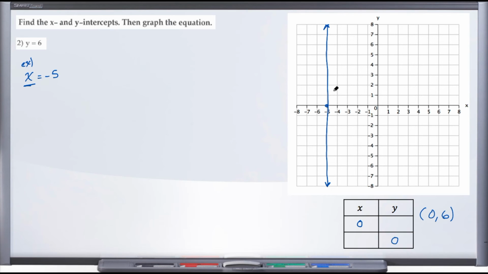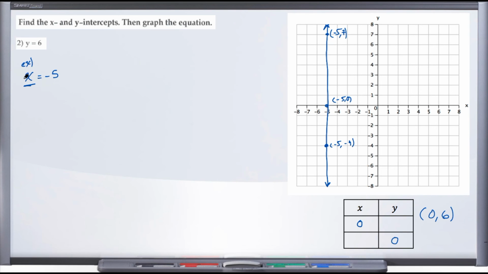Again, every single point on this line, and there are infinitely many points on this line, is going to share the same x value. Right here at the x-intercept, our coordinate is (-5, 0). But I could go up 7 units, and it's still -5. The only thing that's changed is the y-coordinate, 7. Similarly, I could go down 4 units, and again, the x has not changed. I'm still at -5. The only thing that's changed is the y value.